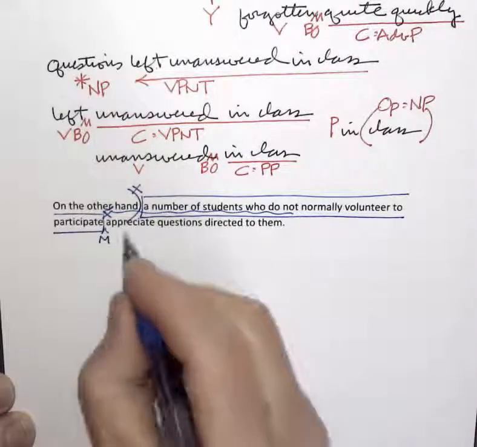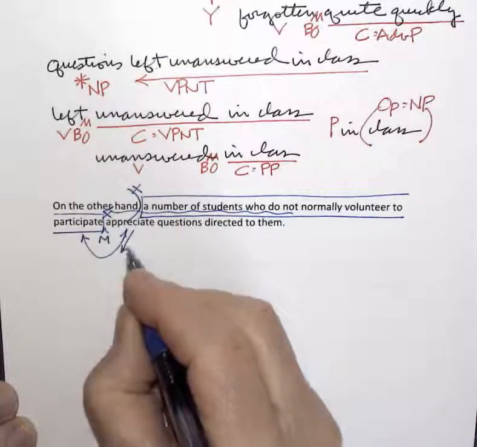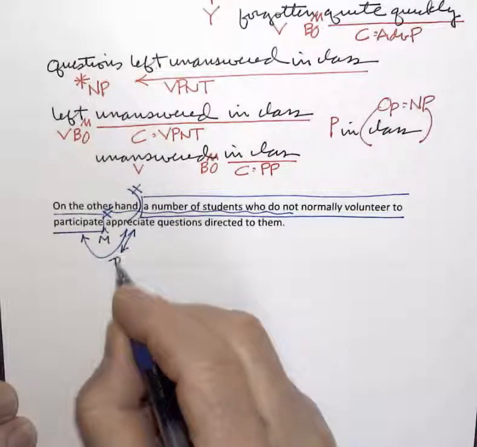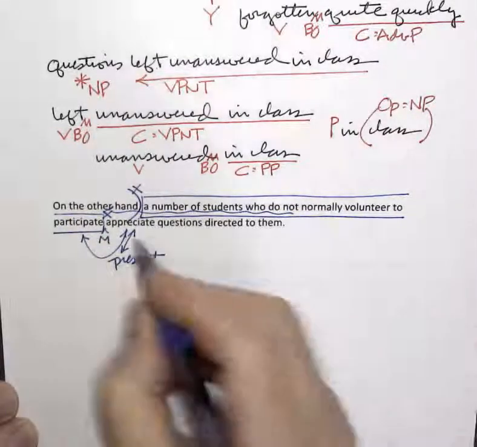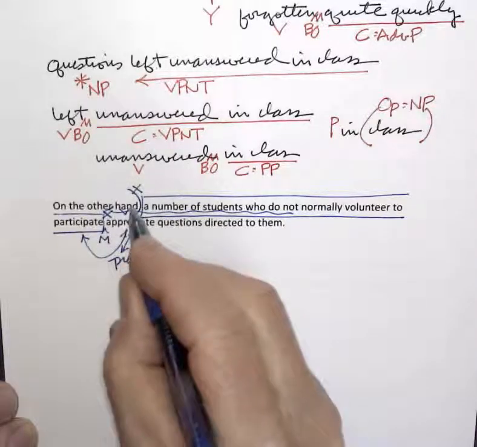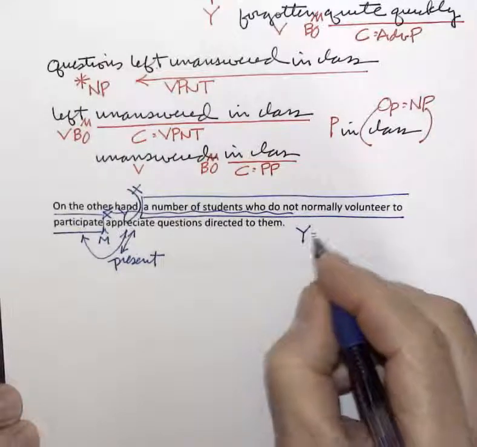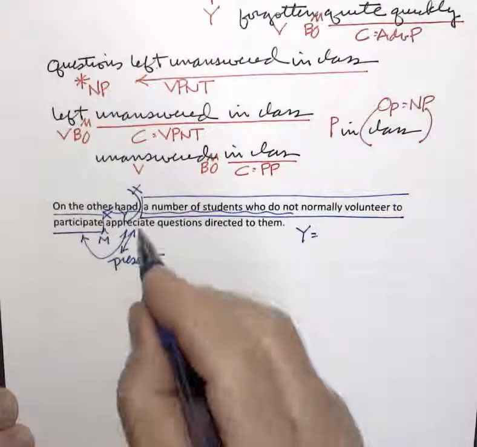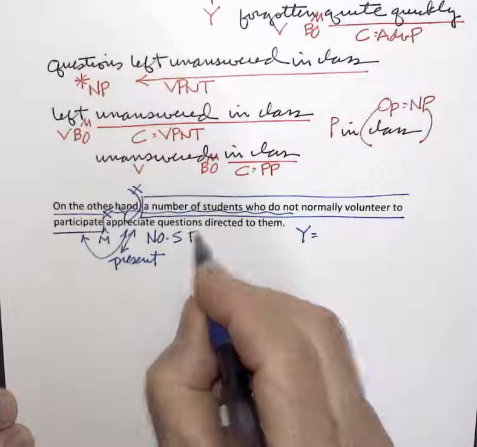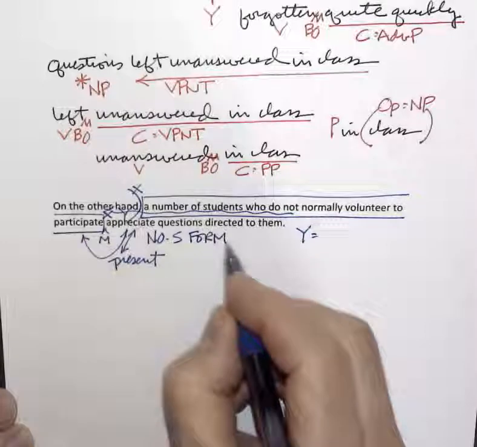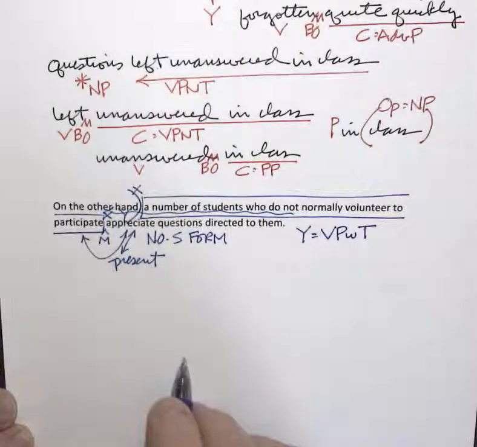Now let's take a look at the ties, or maybe we should show the end place while we still have room. Okay, appreciate ties with subject. Appreciate ties with the present. The Y is appreciate questions directed to them. I'm going to put that over here because we're running out of room. And the verb here is the no S form. So Y is a verb phrase with time.